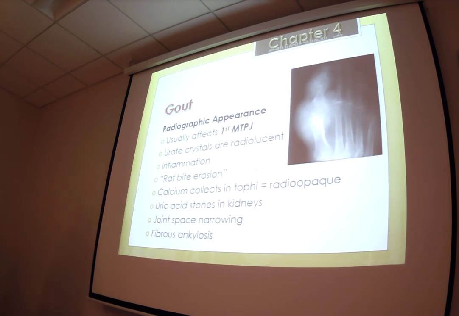Calcium deposits, or calcium collects in those tophi regions, so it does those little chalky collections. Those will be radiopaque. You will be able to see uric acid stones in the kidneys. You also see that joint space narrowing. Here, this has been going on for a while, so there's really no joint space left. You're also going to see that fibrous ankylosis.